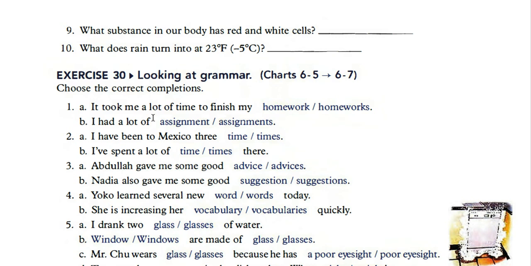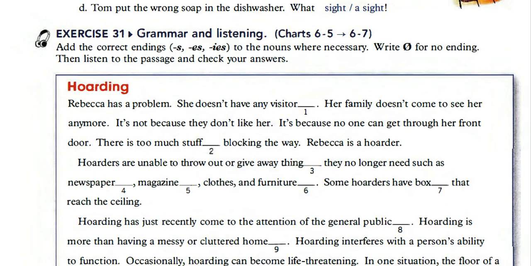This is also an exercise, and it is very important: how to decide the correct completions. Like I took a lot of time to finish my homework, not my homeworks. So my homework, and here I had a lot of assignments. So assignments can be counted. You have to continue it by yourself, and anything you can ask me back.